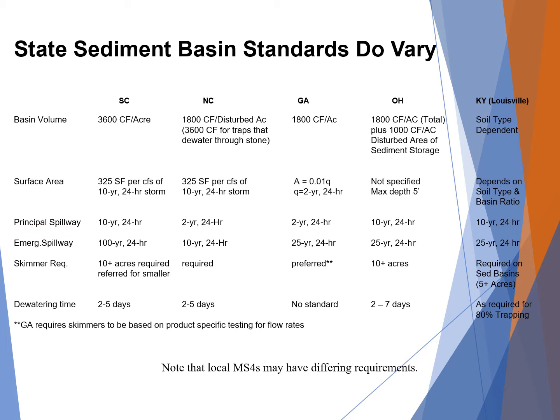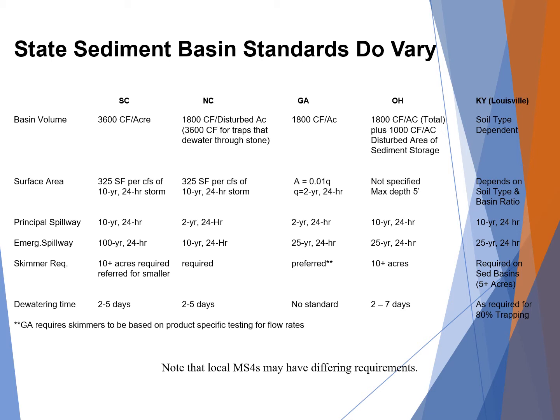The principal spillway is generally considered the skimmer, and if applicable, a riser structure. States vary from a 10-year to a 2-year standard for the principal spillway to be sized to handle. Most states also have an emergency spillway requirement, which would typically be an emergency spillway of riprap or reinforced turf area in the dam. This varies from a 100-year requirement in South Carolina to a 10-year in North Carolina and 25-year in Georgia, Ohio, and Kentucky.